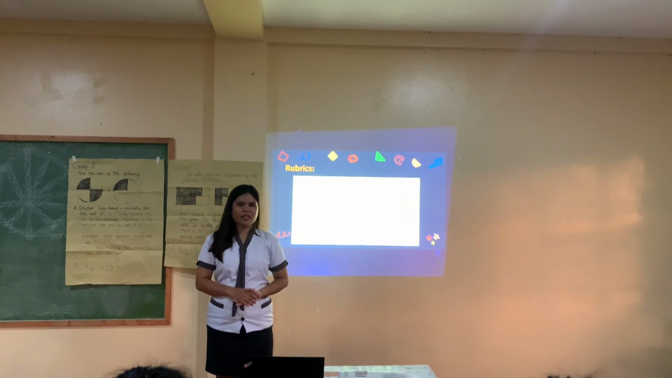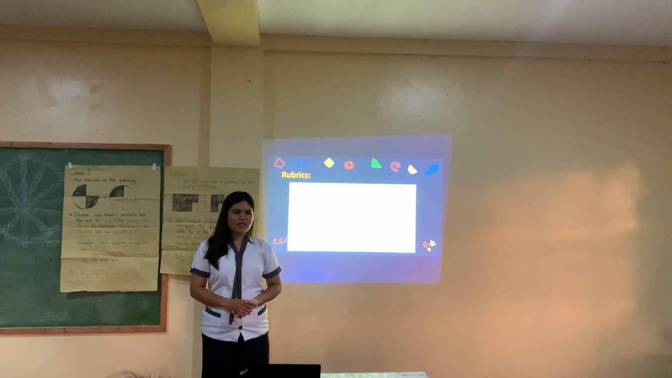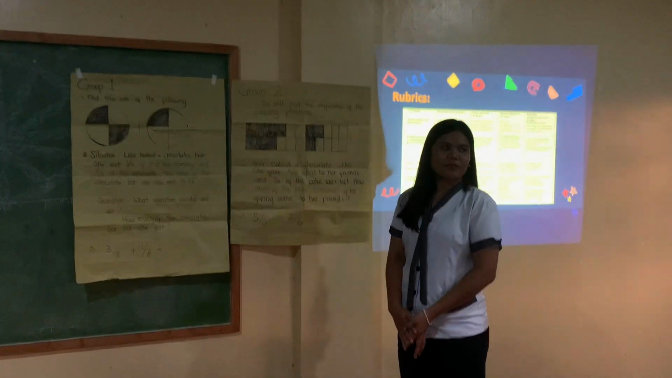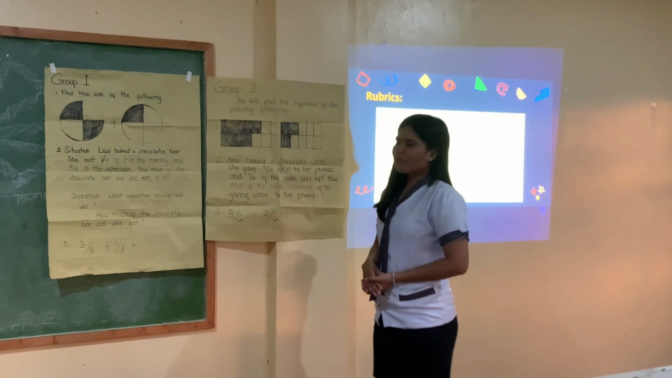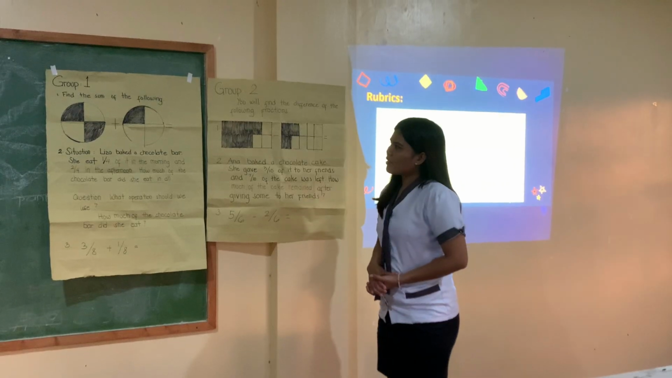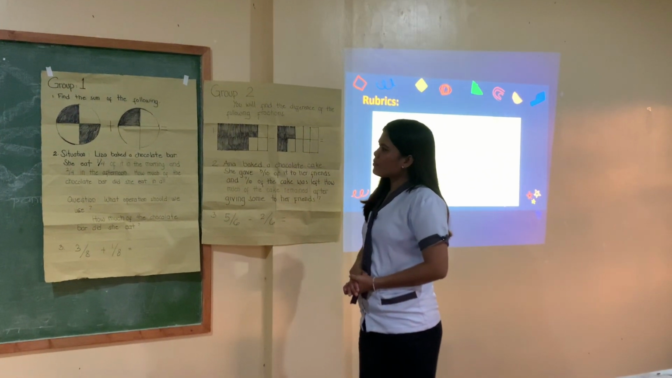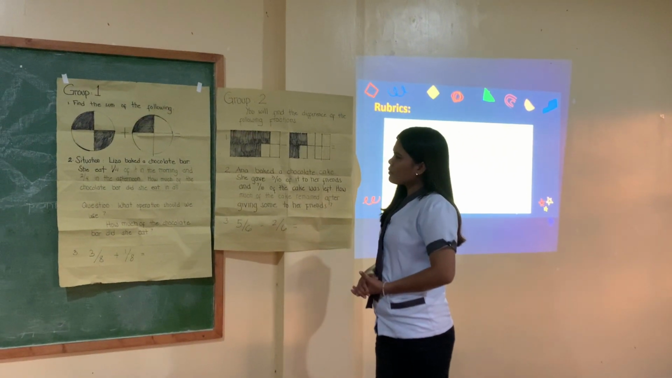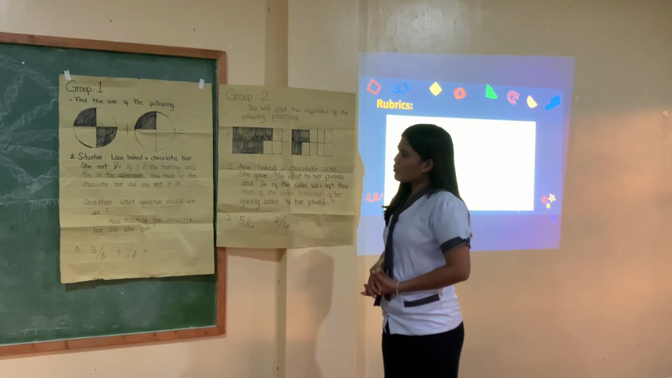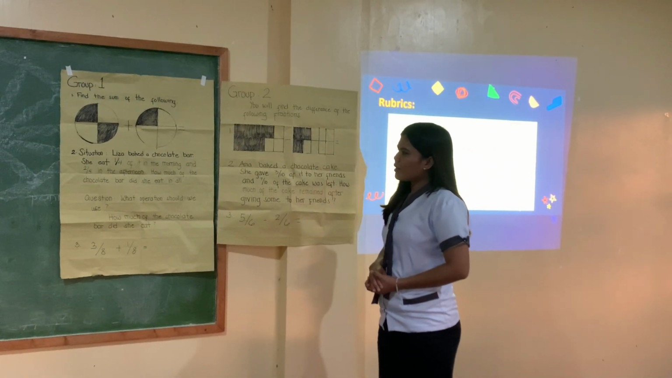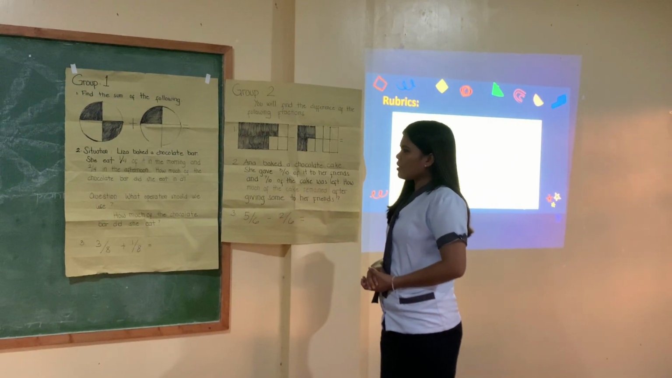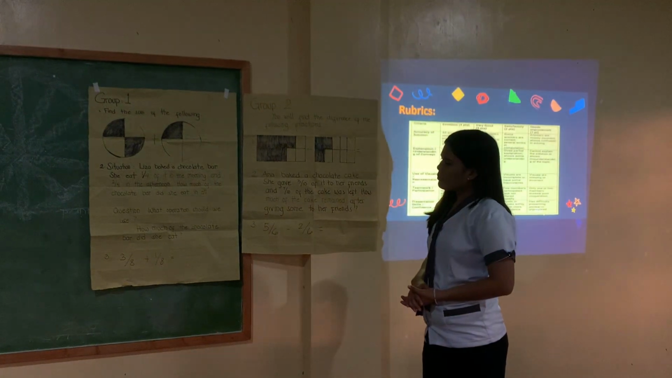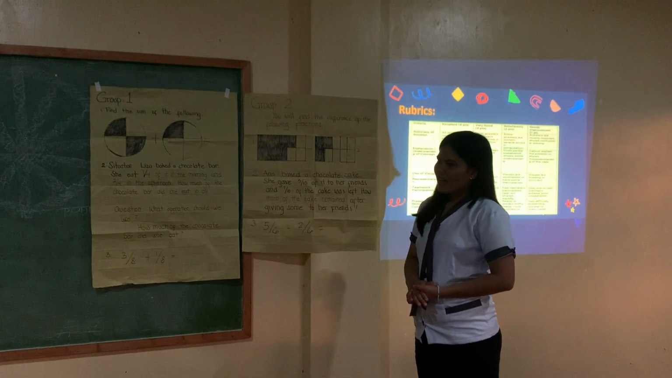Now, I will divide you into 2 groups. The first row is group 1, and the second row is group 2. Here's the activity of group 1. Number 1, find the sum of the following. Number 2 is the situation. Lisa baked a chocolate bar. She ate 1/4 of it in the morning and 2/4 in the afternoon. How much of the chocolate bar did she eat in all? Number 3, 3/8 plus 1/8 is equal to blank.